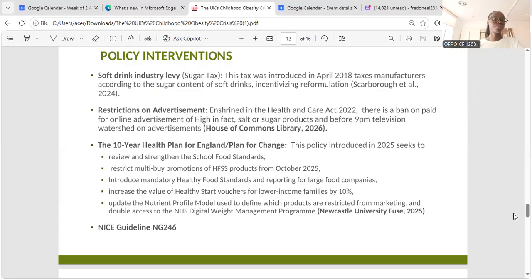Update the nutrient profile model used to define which products are restricted from marketing, and double access to the NHS Digital Weight Management Programme. Then the last one, we have NICE guideline NG246.